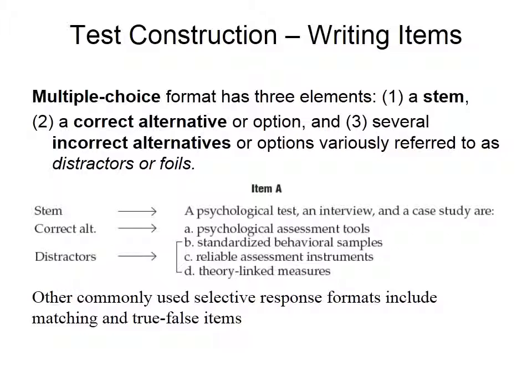And again, a good stem is easily understood. The correct alternative is clearly the option that is the correct answer, but the incorrect options also are important. If they're too easy or too clearly wrong, you've made a very, very easy item. However, if all of the options are nearly correct, you've probably made a very difficult item. So other commonly selected formats include matching, true and false.